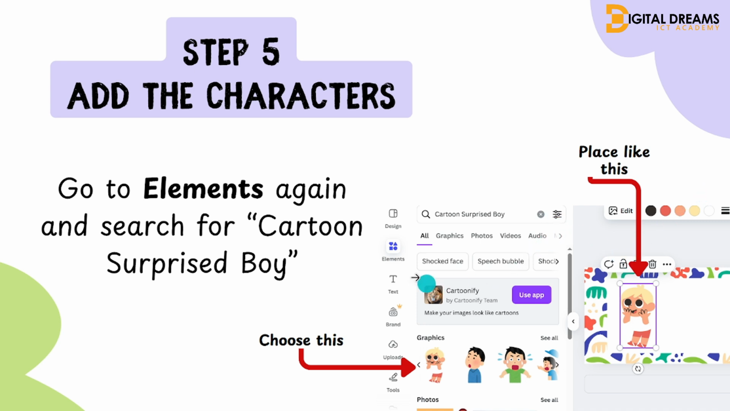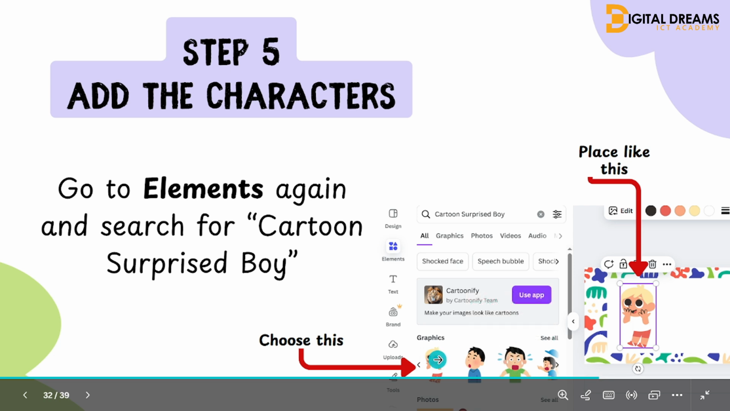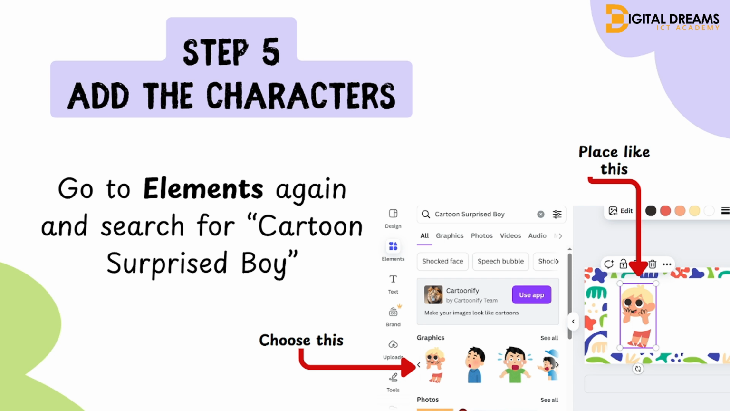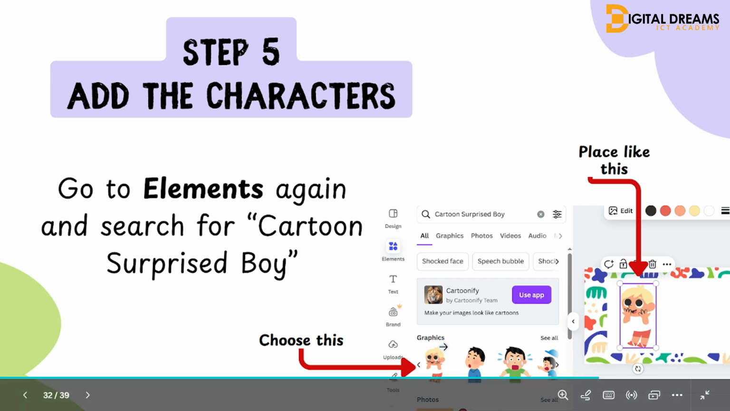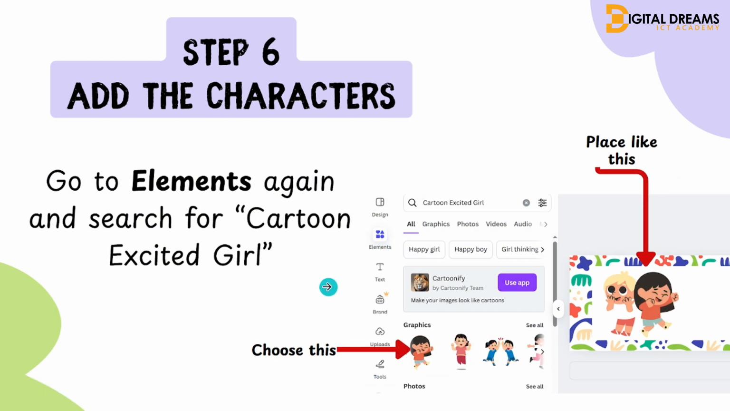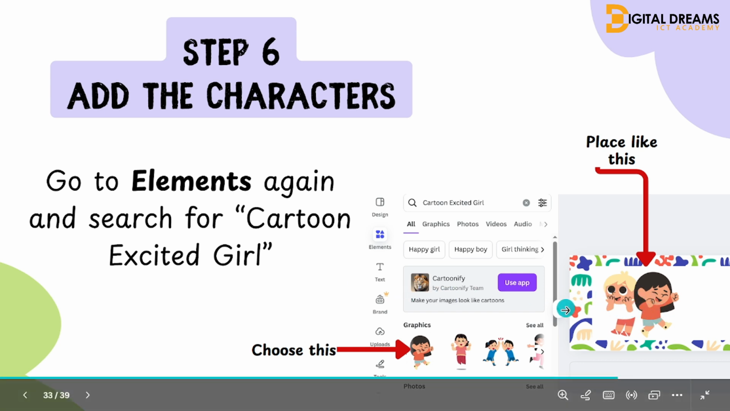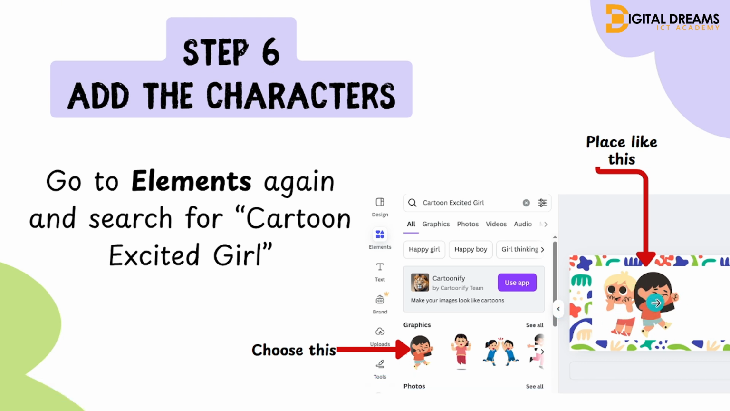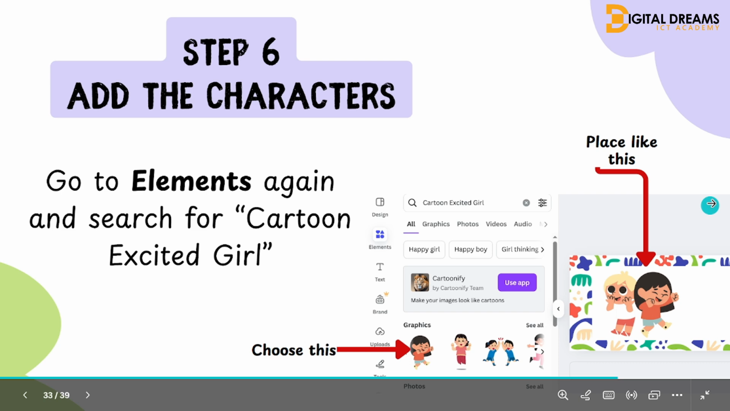So to add the characters, we come here to element, you click on element and search for cartoon surprise boy, right? There are so many cartoons here, right? But I use this particular one. Remember, you are always free to use any one that you like. It's not a must that you use the exact image that I use, but for me, I use this particular boy right here, right? So the next step again is to go to element again and search for a cartoon excited girl, because we put two images right here. So once you have done that, then you place them very well, just like I placed mine.